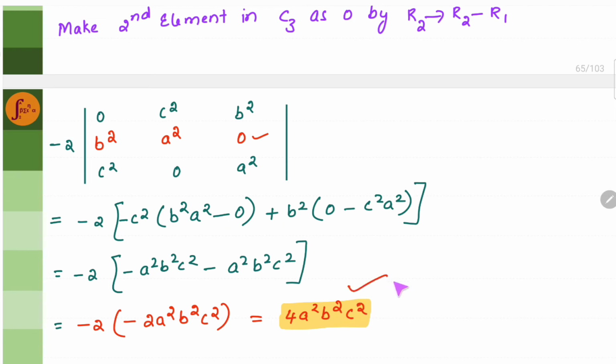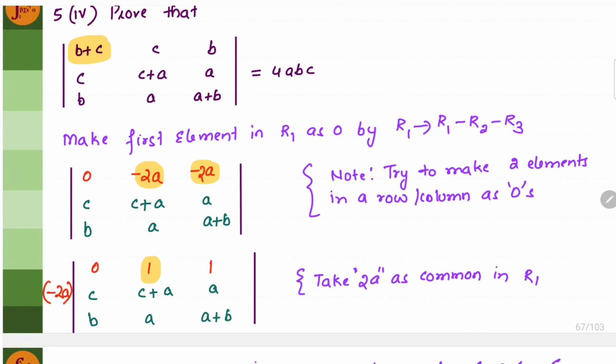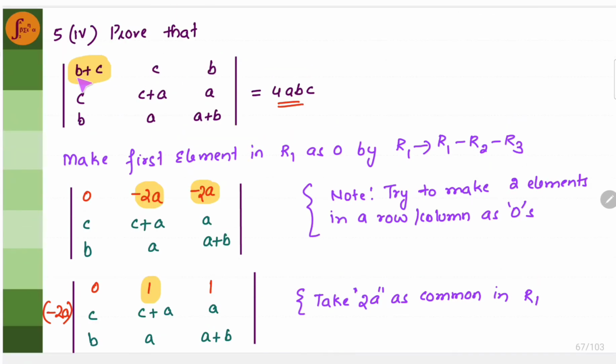And then get the determinant. This is equal to RHS. Yet another problem. You have to prove that this is equal to 4 into A into B into C. What we can do here? Here you have B plus C, B plus C, C plus A, A plus C.